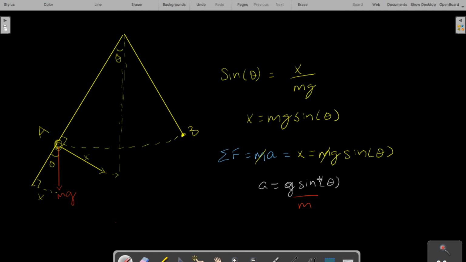But why did he come up with that? Well, the only reasonable explanation I can think of is that he didn't say that the weight was mg. He said the weight was just g. So if he said that this was actually just g, then we'd get sine theta equaling x over g. And then x equals g sine theta, and we'd get something along the lines of g sine theta over m. That's not right, because he didn't take into account that the weight force due to gravity was mg. That's why Flash was completely wrong.